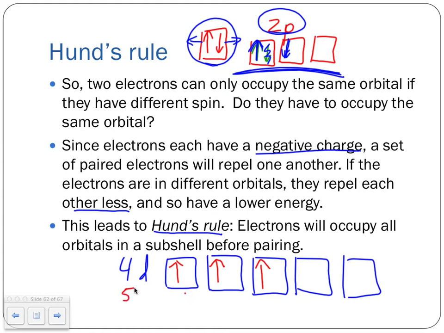Well, what if we had 5 electrons in this 4d subshell? Well, we already got 3. Number 4 would have to go here, number 5 would go here, and they're spread out because we can't double up. We can't pair up any electrons until all of the orbitals in the subshell are occupied. Well, now they are all occupied.